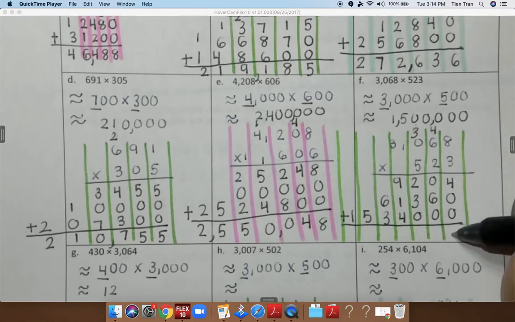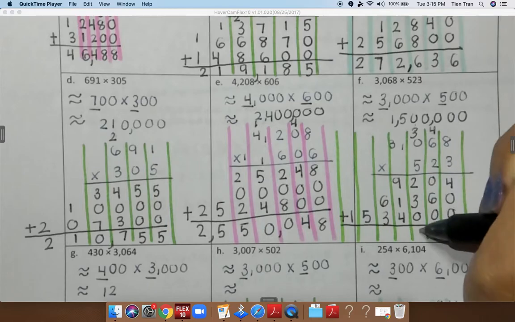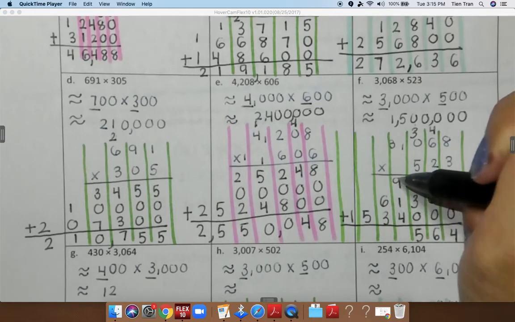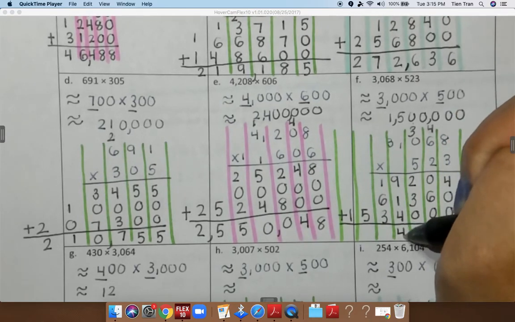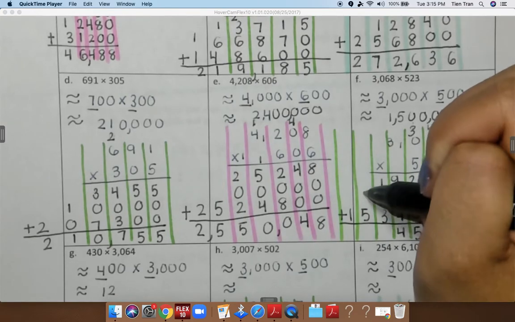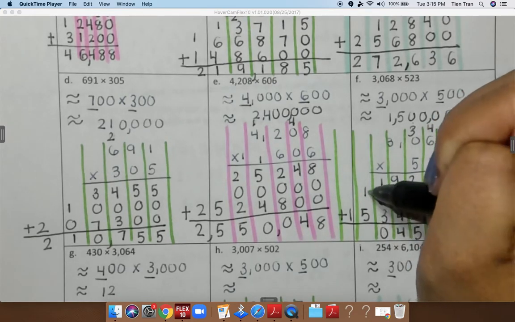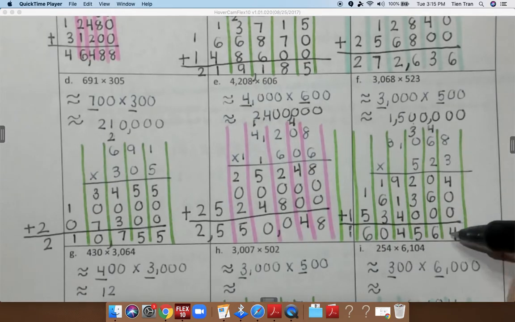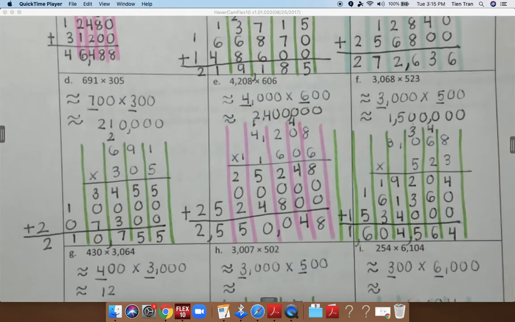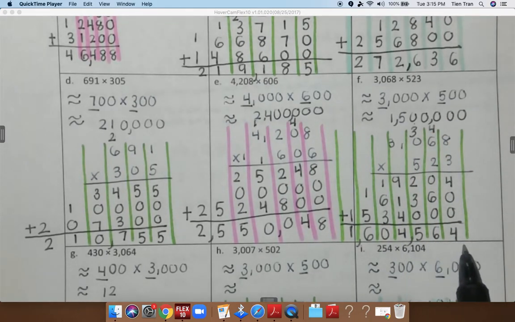4 plus 0 plus 0 is equal to 4. 6 plus 0 plus 0 is equal to 6. 3 plus 2 is 5. 4 plus 1 plus 9 is 14. 6 plus 3 plus 1 is equal to 10. 5 plus 1 is 6, and bring down my 1. So my final answer is 1,604,564.